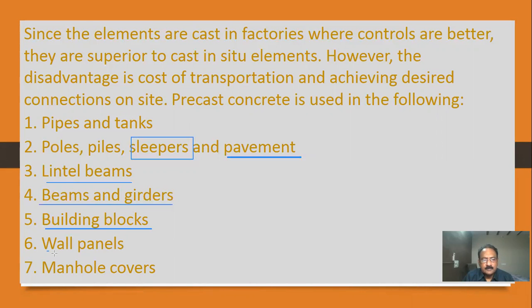Wall panels, as I said, and manhole covers, which you generally see in sanitary works. These are all advantages of the precast structure.